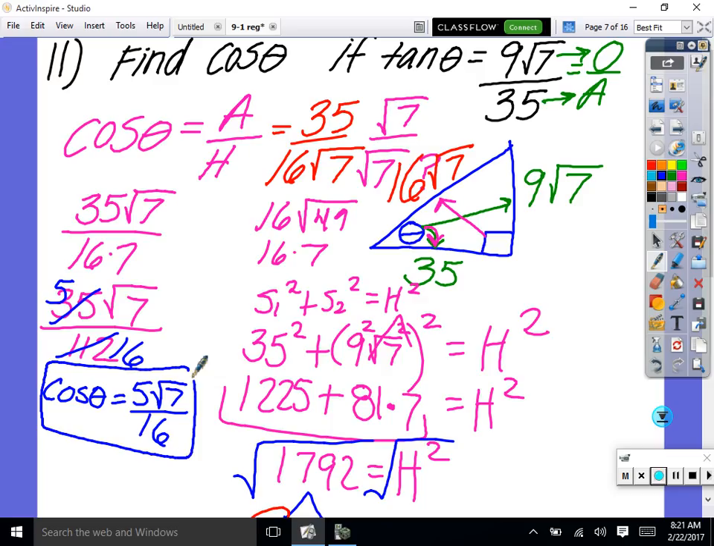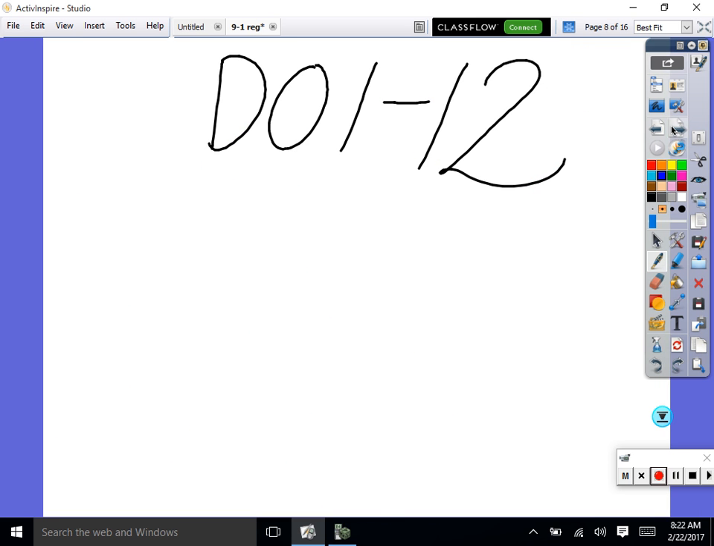Does everybody understand how to do this problem? A lot to think about, but really this isn't super, super advanced. This is basic. This is secondary 2. You guys good? Let's start practicing those. Yes or no? Need more examples? We're good. So do problems 1 through 12, go.